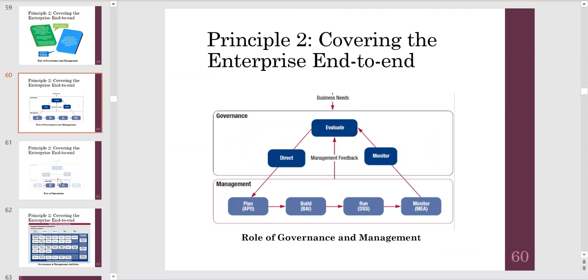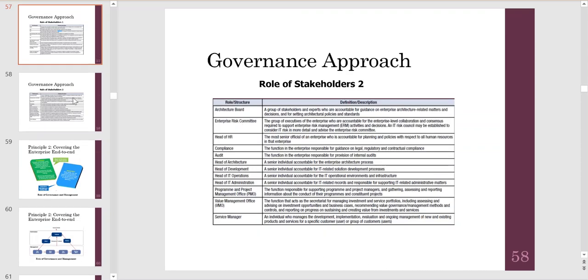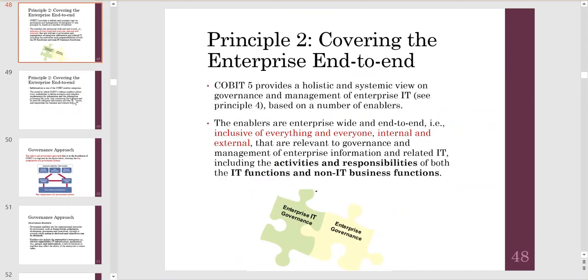If you go into more detail, governance is 1 domain, EDM: evaluate, direct, and monitor. For management, we have 4 domains: APO, BAI, DSS, and MEA. These two are concerned with operations, build and run. So let's go back and see what we didn't cover yet.